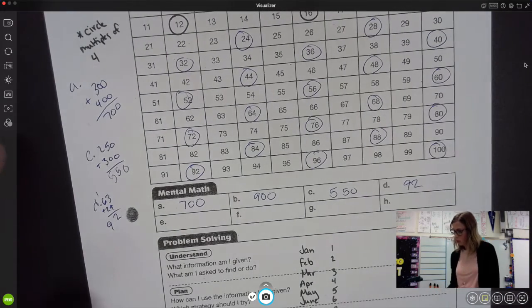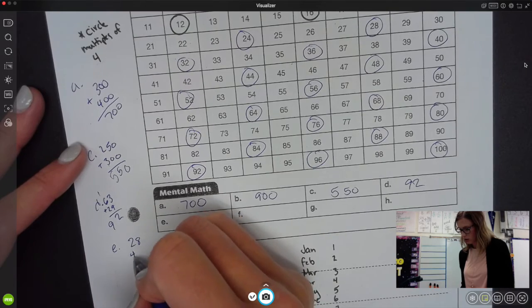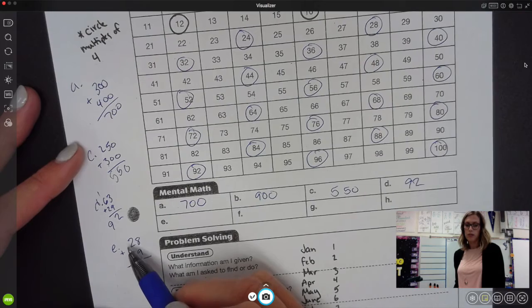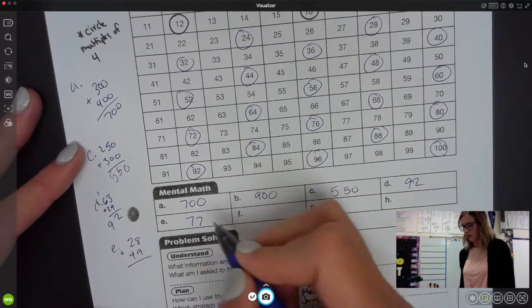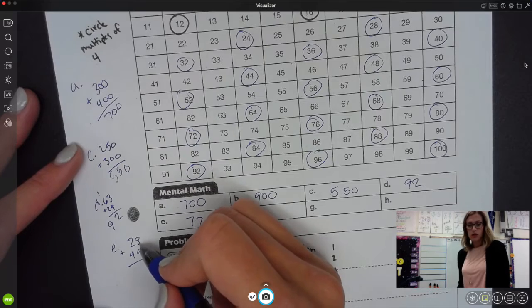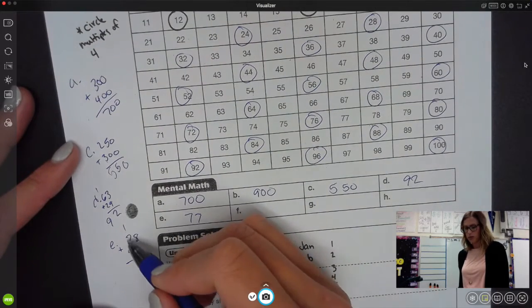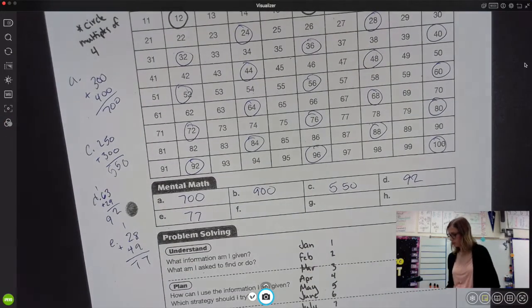E says 28 plus 49. This is 1 less than 50. I know 28 plus 50 would be 78, so 1 less than that is going to be 77. But let's just do it out. 8 plus 9 is 17. 1 goes up, 7 comes down. 1 plus 2 is 3, plus 4 more is 7, so I get 77.